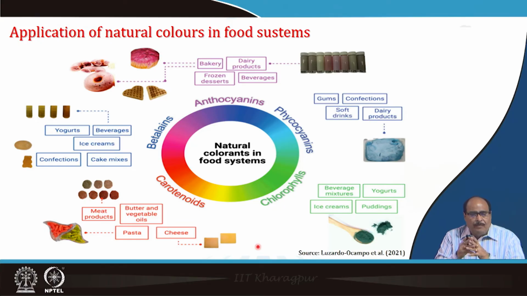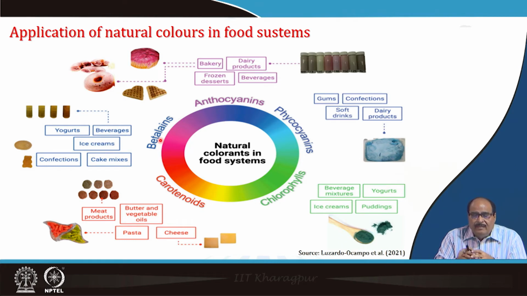So, the applications of these natural colors in food systems: these colors you have seen are natural, that is anthocyanins, phycocyanins, chlorophylls, carotenoids, betalains. These are the major groups of coloring compounds present in various plant materials and in the waste also. So, they can be used accordingly, like betalains, in the manufacture of yogurt, beverages, ice cream, confections, cake mixes, etc.